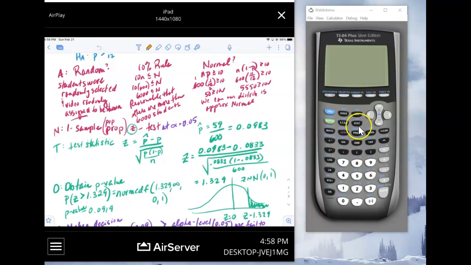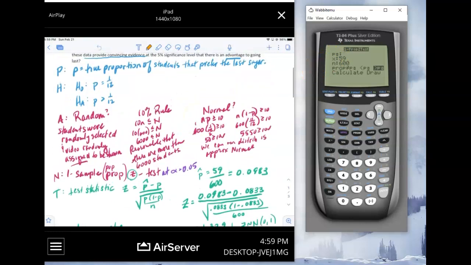So once we do that, we're going to go over to stat, over to tests, and we are now looking for the same wording except it's going to end in test instead of interval. So we're looking for one proportion Z test. Press enter on that. And the first thing it's going to give you is what is your null hypothesis. So my null hypothesis is 1 over 12. So I'm just going to go ahead and put it in as a fraction or as a decimal. If you put it in as a fraction, they'll just convert it for you.